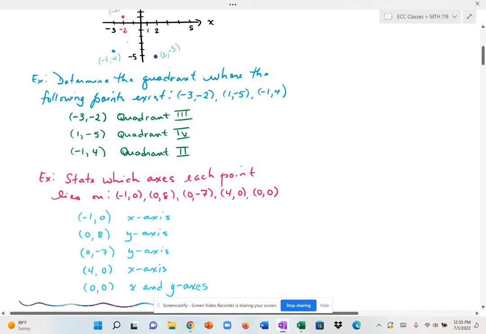So that will be true no matter where they are on either of these axes. So if the second coordinate is a 0, you're on the x-axis. If the first coordinate is a 0, you are on the y-axis.